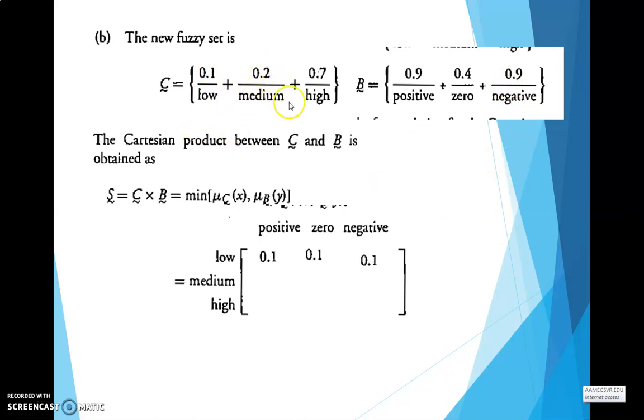Take the second value and compare with the remaining fuzzy set. So 0.2 with 0.9, the value will be 0.2. 0.2, 0.4, 0.2. 0.2, 0.9, 0.2 again. Take the 0.7, compare with 0.9, 0.7. 0.7 with 0.4, the minimum value is 0.4. 0.7 comma 0.9, the value will be 0.7. So we got the Cartesian product of C fuzzy set with the B fuzzy set.